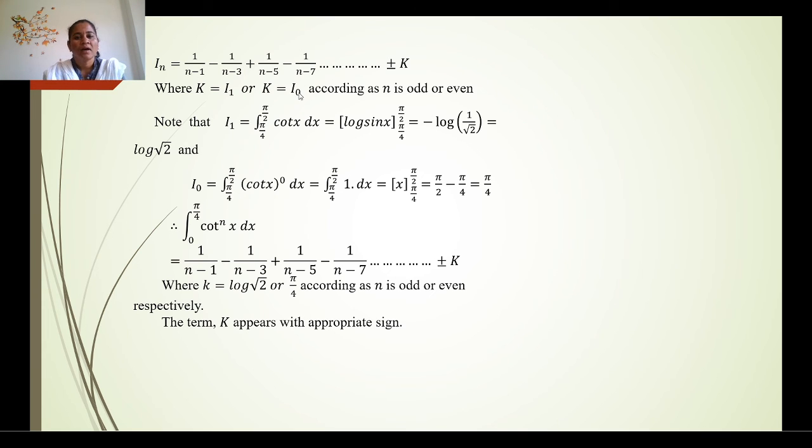k is I1 or I0 according to n is odd or even. If n is an odd number we get the answer log root 2. If n is an even number we get the answer pi by 4. Then finally our required formula is the integral from 0 to pi by 4 of cot to the power n x dx is 1 by n minus 1 minus 1 by n minus 3 plus 1 by n minus 5 plus or minus k. This is according to n is odd or even. The term k takes the appropriate sign.